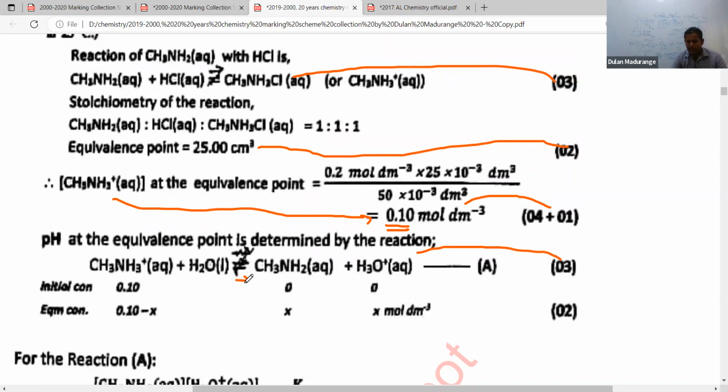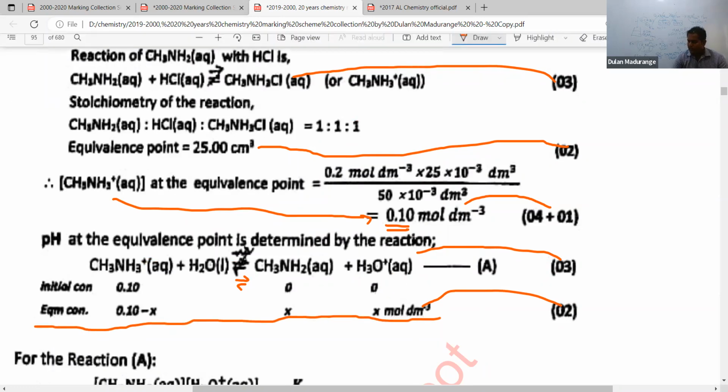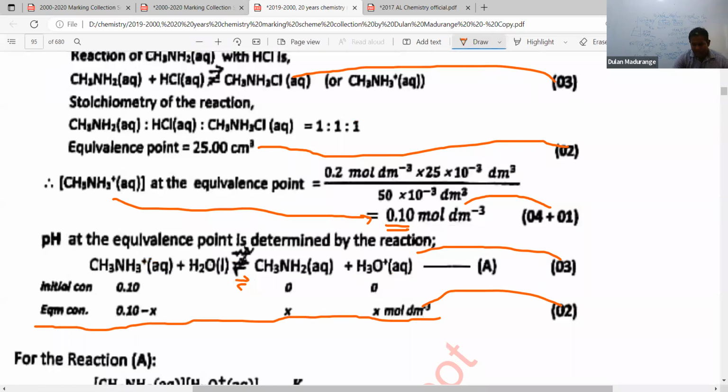Then come the equilibrium reactions there. So then here 2 marks for the equilibrium concentrations. You should mention like this, write it formally. Equilibrium concentration 0.1 minus x moles per cubic decimeter. Okay, check your marks. And then let's move to the next part soon.